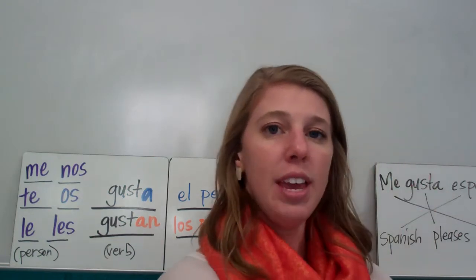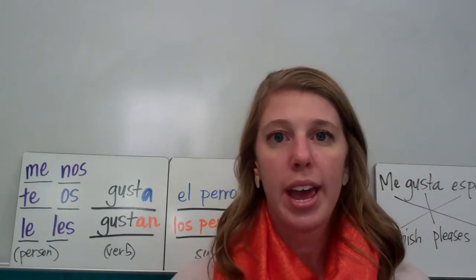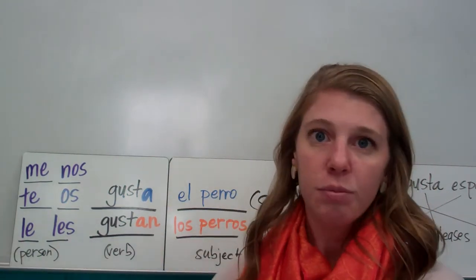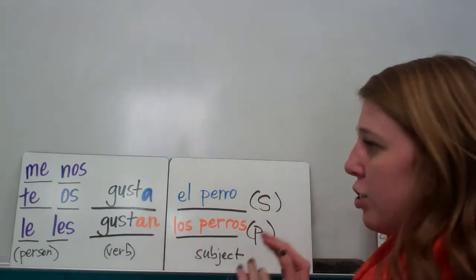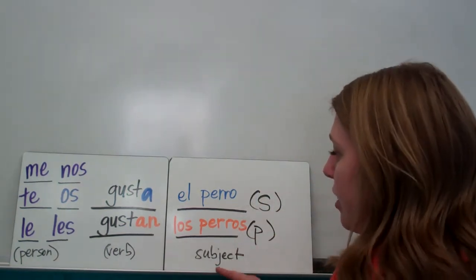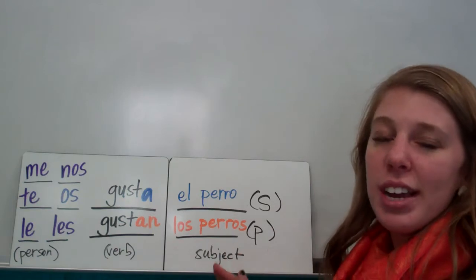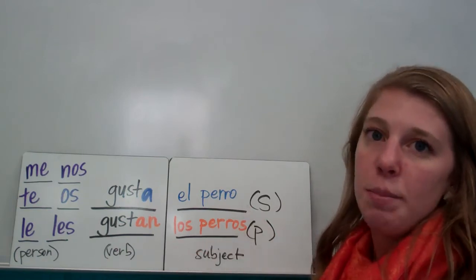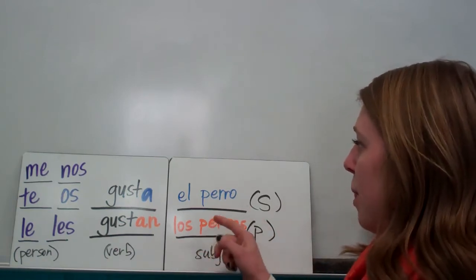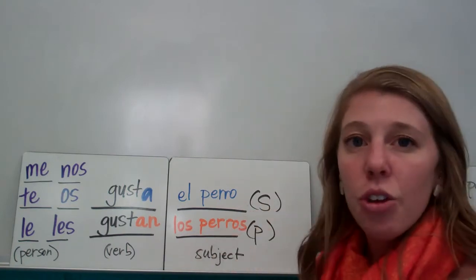We're going to have to start at the end, and then move our way to the beginning. So let's look at this. We're going to start at the end, just like I said. So the thing at the very end of this sentence will always be your subject. Okay? We're going to do the singular first.